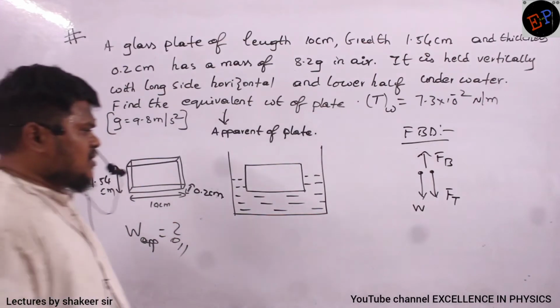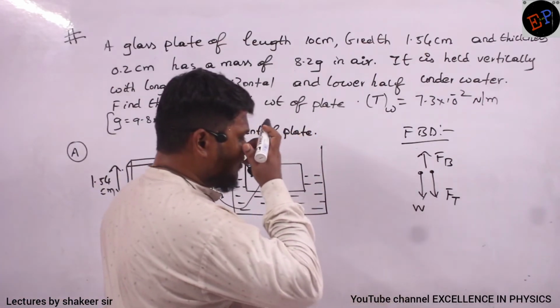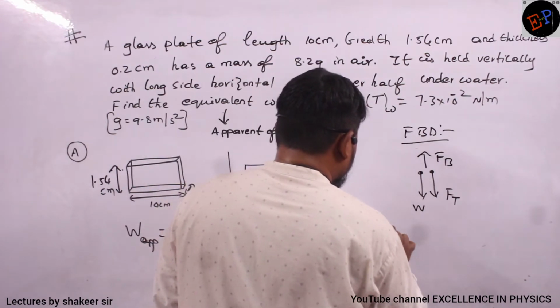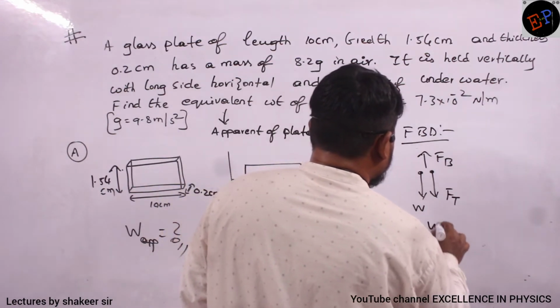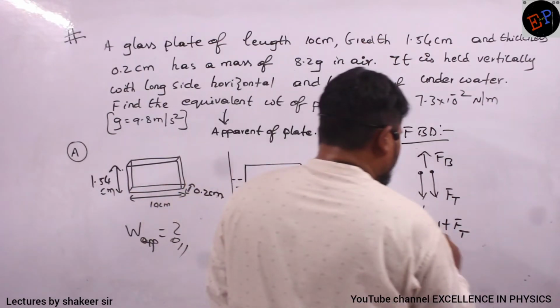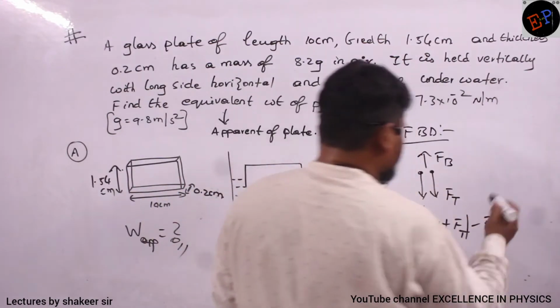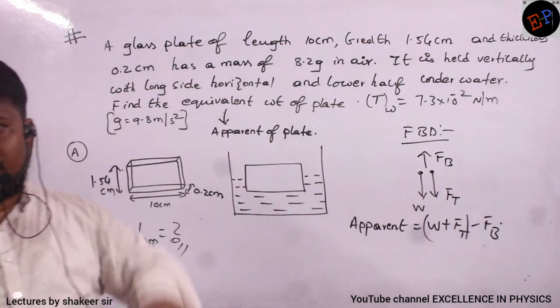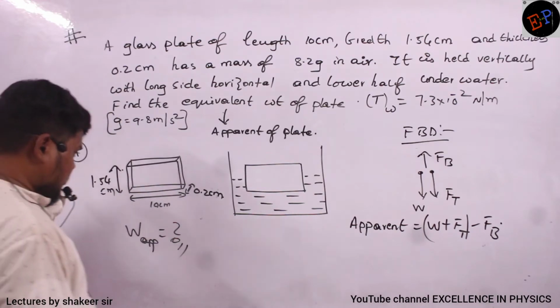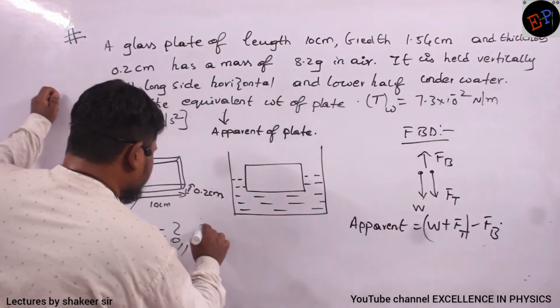Okay. So therefore, how can you calculate its apparent weight? So apparent weight I can calculate like this, no ma? Weight plus Ft, because these two are acting in same direction, no? And minus of force of buoyancy. Why minus of force of buoyancy? Because force of buoyancy is acting in opposite direction. Okay. Now let us see how I can calculate surface tension forces.